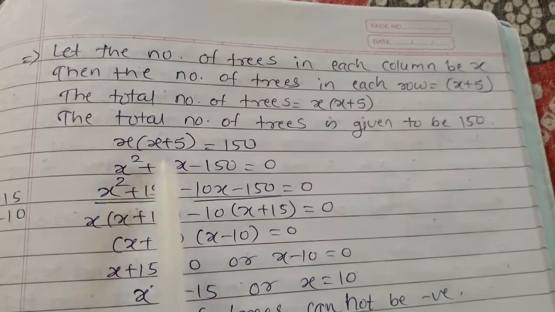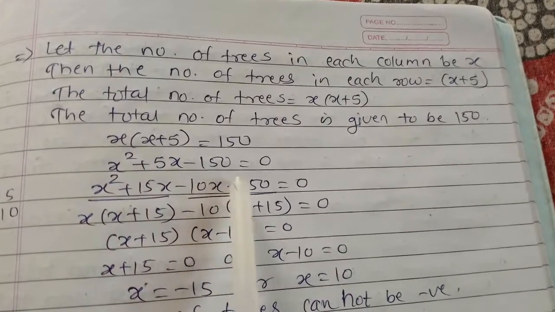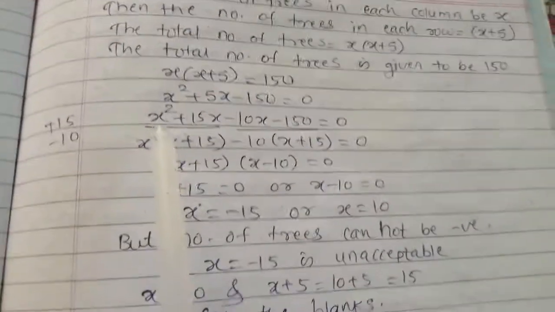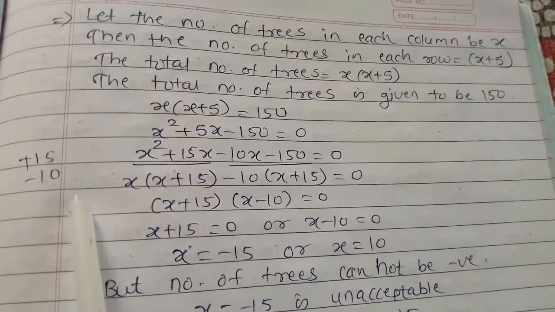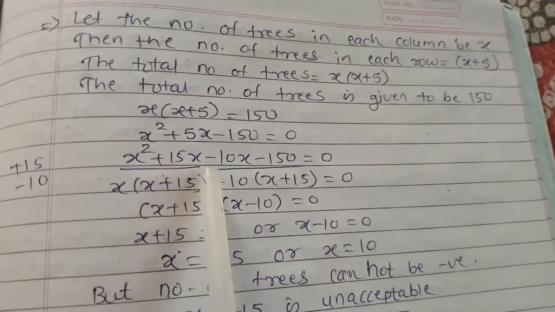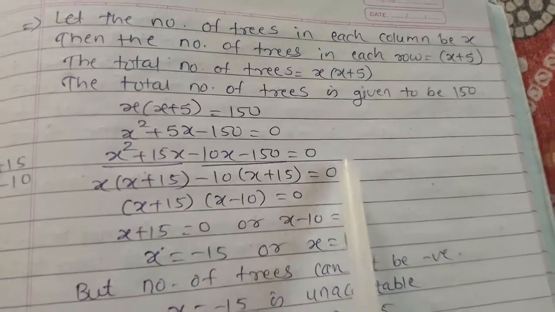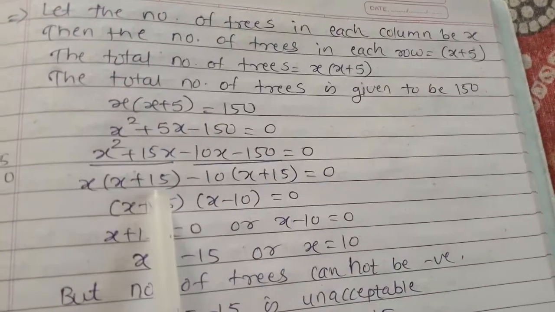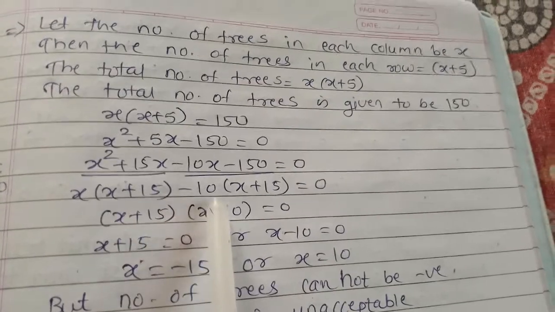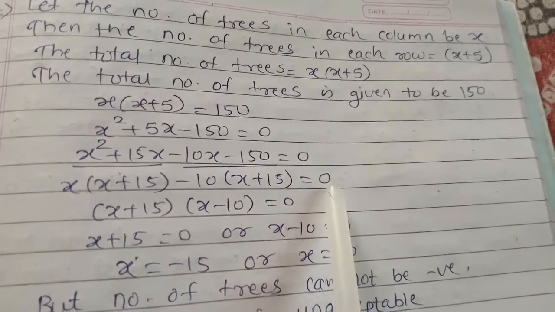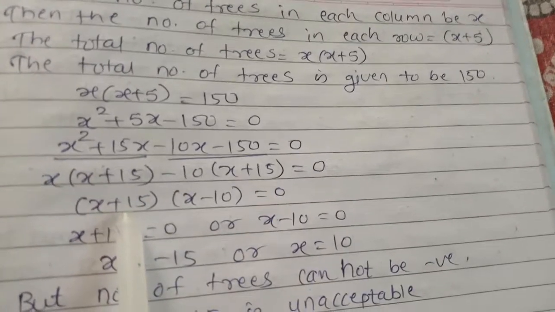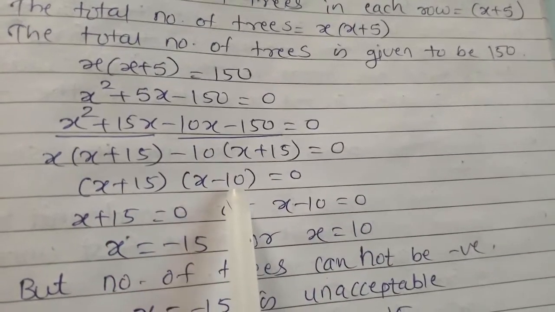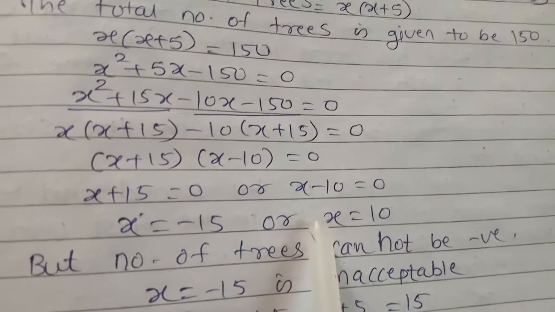We solve the bracket, so x square plus 5x minus 150 is equal to 0. Now we get the factors, that is plus 15 and minus 10. So x square plus 15x minus 10x minus 150 is equal to 0. So x into bracket x plus 15 minus 10 into bracket x plus 15 is equal to 0. Since the bracket x plus 15 is common, in the second bracket x minus 10 is equal to 0.